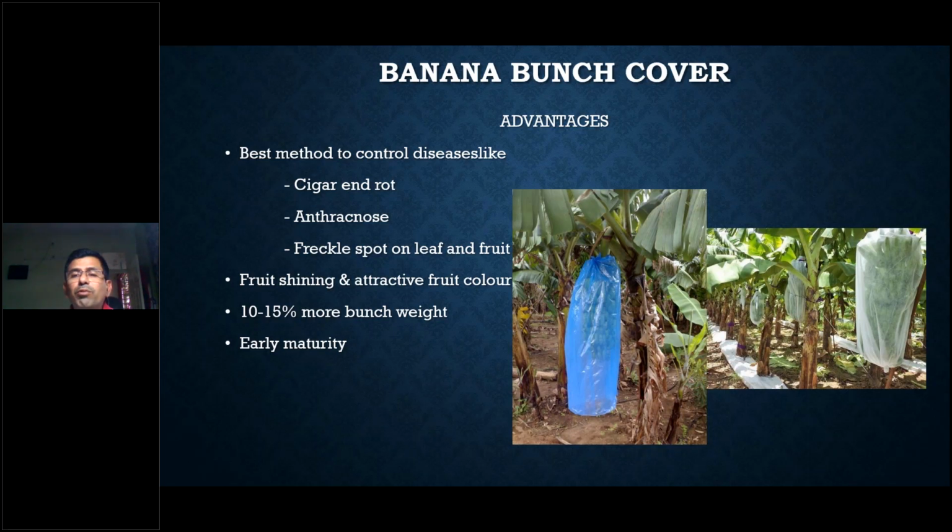And when you put this cover, the fruit shine and fruit color are very attractive, and it gives early maturity to the fruits. And definitely you will get 10 to 15% more bunch weight. During marketing, the buyers will prefer your fruits, the bunch sleeve covered fruits. It's preferred by the buyers, and in some places I have noticed they are even giving a premium price. Moreover, you will get 10 to 15% more bunch weight also.